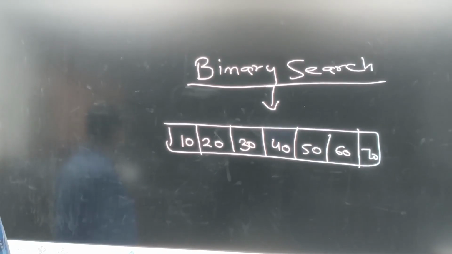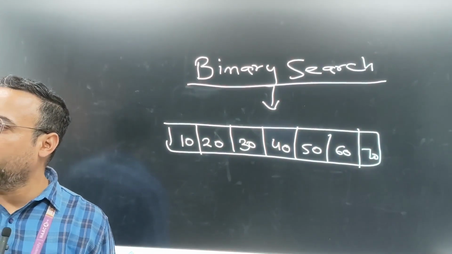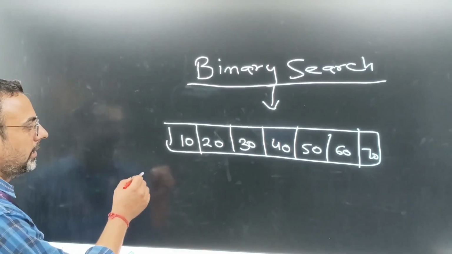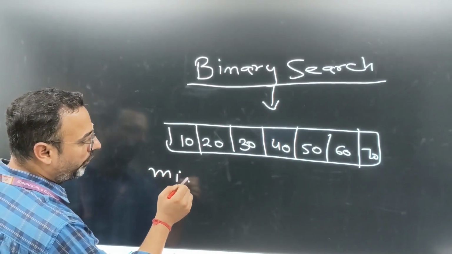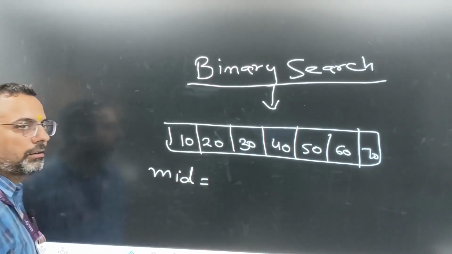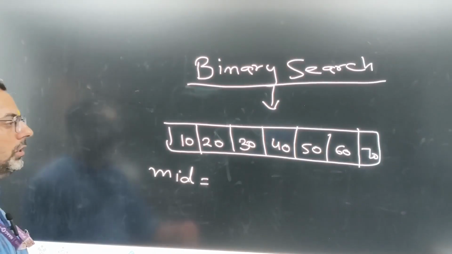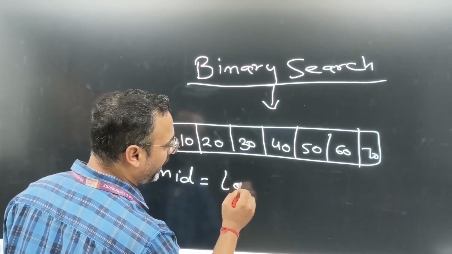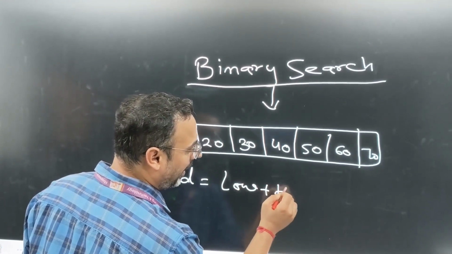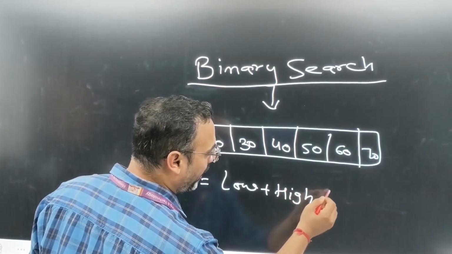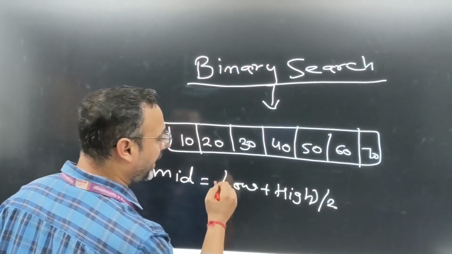In binary search we always start from the middle element, we start the searching from the middle element. So in this case the first thing we need to find is the mid element. Which one is the mid element? To find the mid element we have to use a formula. That formula is (low + high) divided by 2.